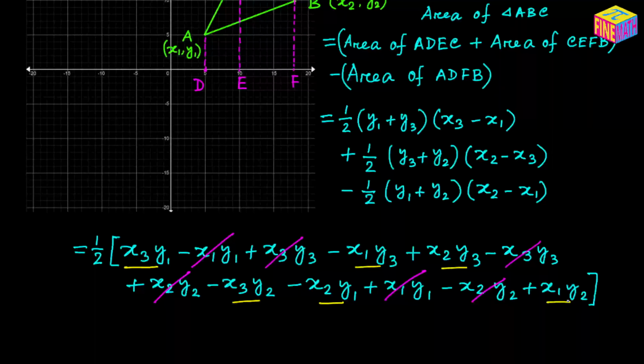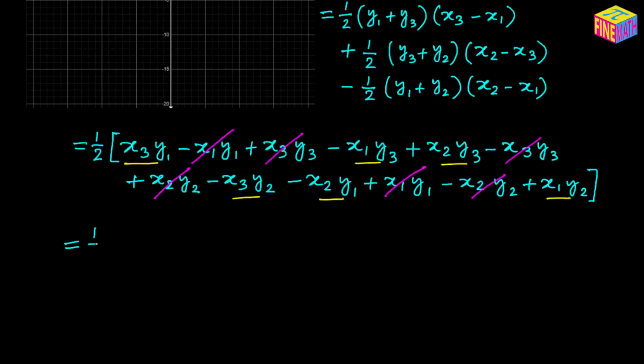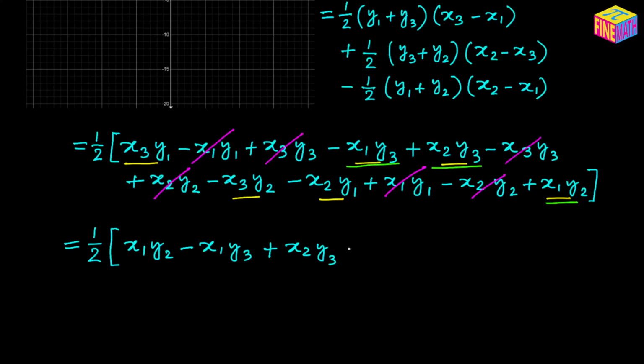So let's make a note of those 6 terms now. So you can say half times, let's reorganize the remaining ones like this. First I'm going to write down x sub 1 and y sub 2, and then I'm going to note down this other one which is negative x sub 1 times y sub 3, and then I'm going to note down the positive x sub 2 times y sub 3, and then I'm going to note down the negative x sub 2 and y sub 1, and then I'm going to note down the positive x sub 3 and y sub 1, and then the remaining one which is negative x sub 3 times y sub 2.